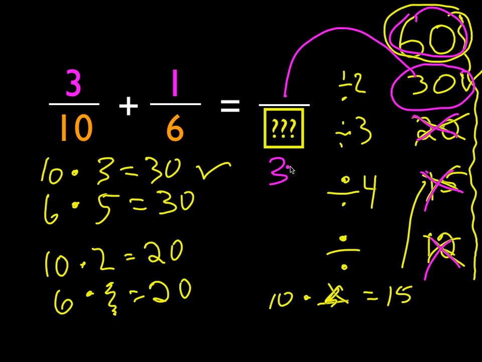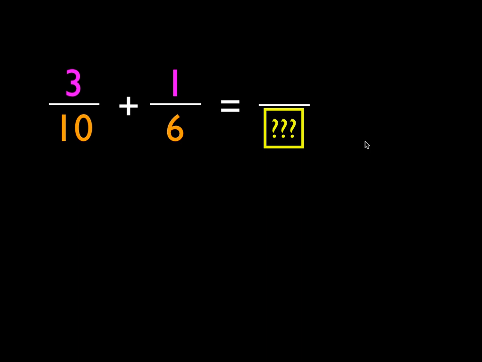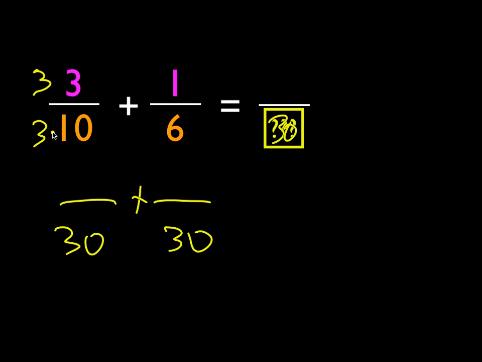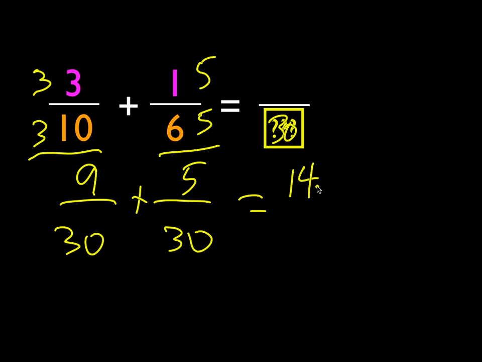So 30 is the number that goes in there. And if we know that this number is 30, then we end up with over 30 plus over 30. And we have to multiply the top and the bottom here by 3, and multiply the top and bottom here by 5. So 6 times 5 is 30. 3 times 10 is 30. 3 times 3 is 9. 1 times 5 is 5. And so we get 9 plus 5 is 14 over 30.